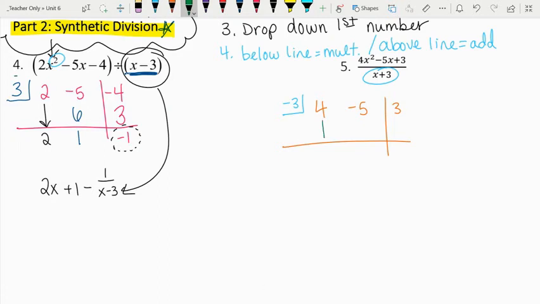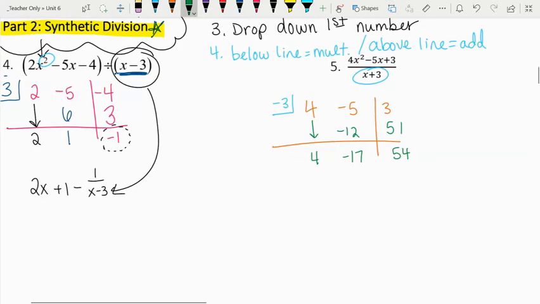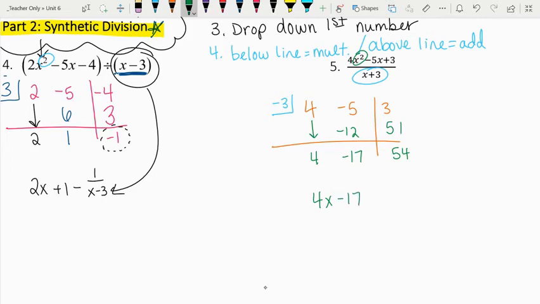We are going to drop down the first number, and then we're just going to multiply and add over and over again. So -3 times 4 is -12. -12 plus -5 is -17. And -3 times -17 ends up giving us a 51. And then we're going to add 51 plus 3, which gives me 54. Again, we started with x squared, so our first one is just going to be x to the first, or just x. We always subtract 1. And then it's going to be -17, and then 54 is our remainder.